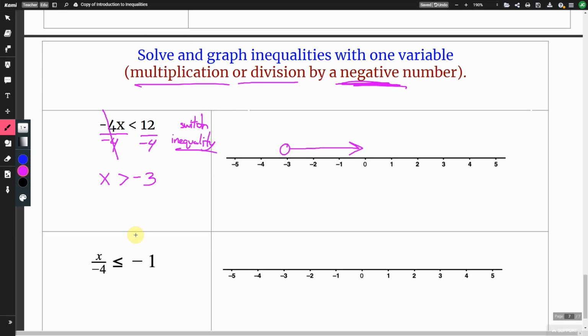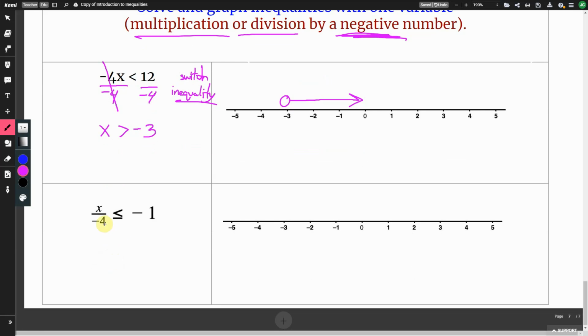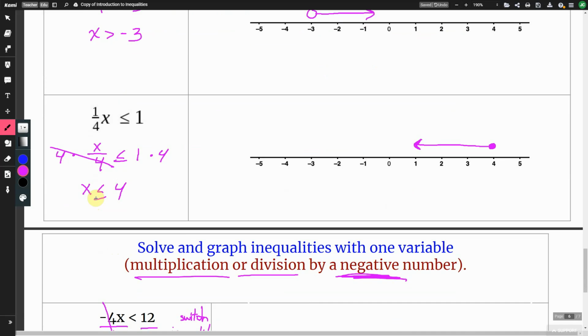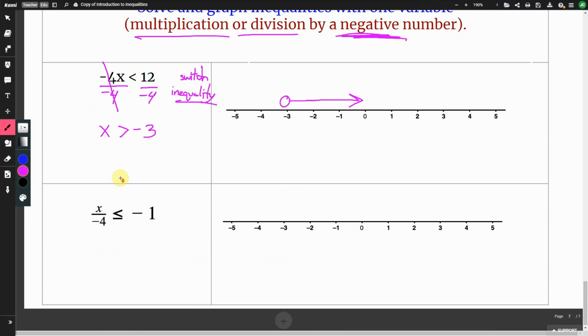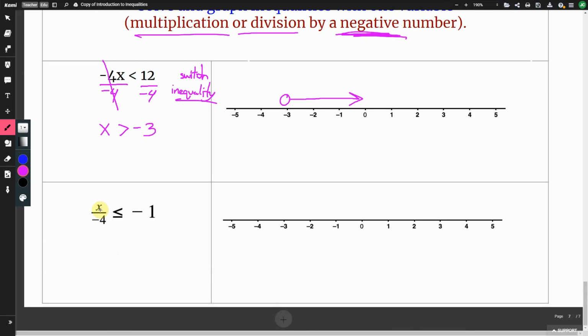Now, let's just do this one. It's very similar to this problem. And in fact, it's the exact same steps. So we're going to do the exact same thing. X is being divided by negative 4. So then, to get rid of that, we're going to multiply both sides by negative 4. This side and this side.